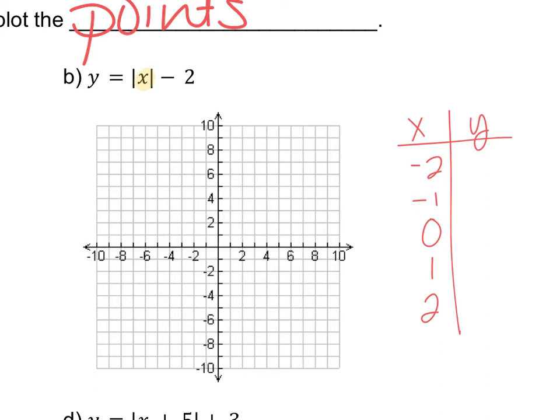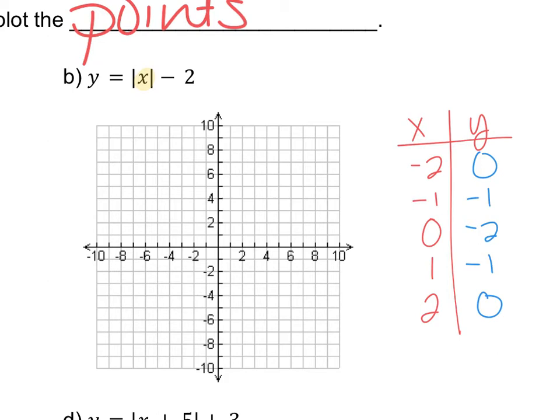Okay, the next one, absolute value of -1 is 1. 1 minus 2 would be -1. Absolute value of 0 is 0. Minus 2 would be -2. Absolute value of 1 is 1. Minus 2 is -1. Absolute value of 2 is 2. Minus 2 would give you 0.